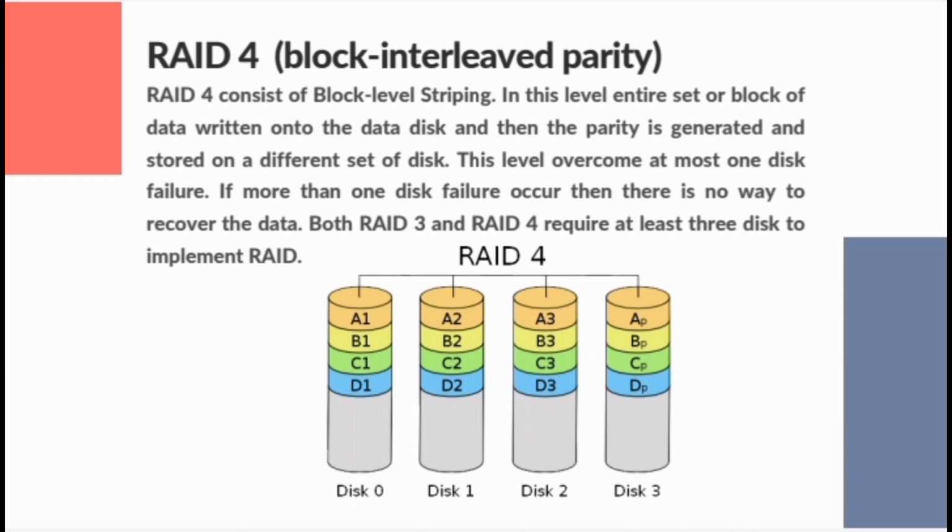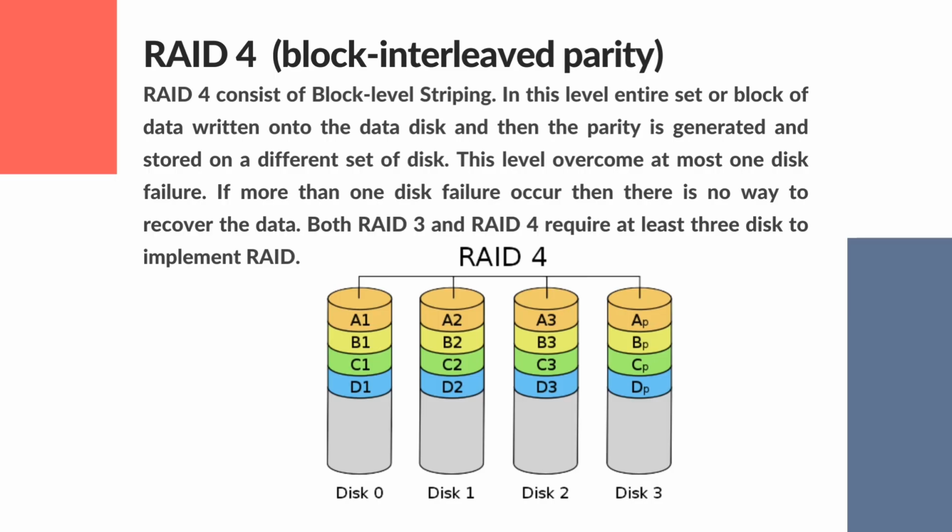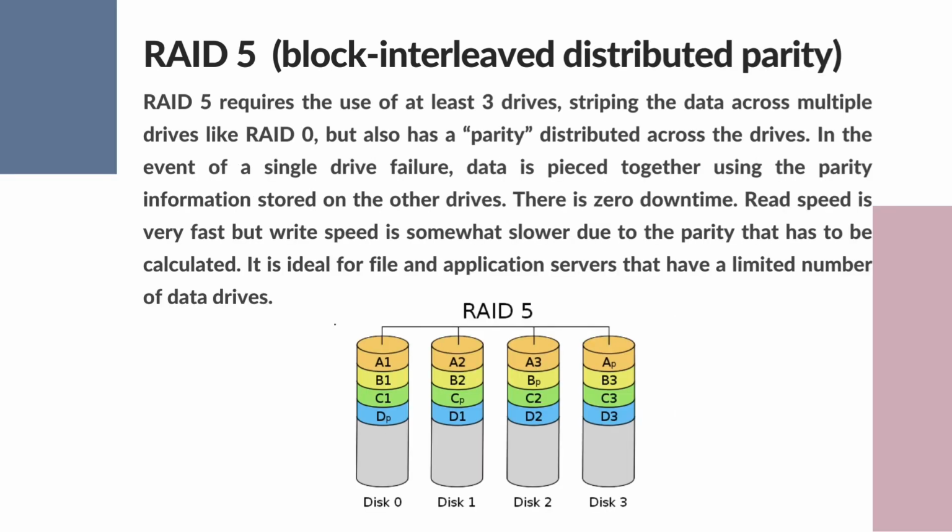In diagram 1, a read request for block A1 would be serviced by disk 0. A simultaneous read request for block B1 would have to wait, but a read request for B2 could be serviced concurrently by disk 1. RAID 5: Block Interleaved Distributed Parity.